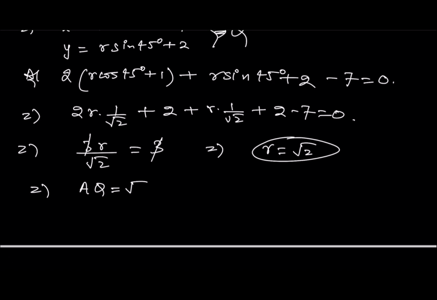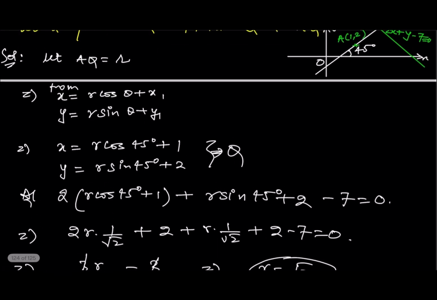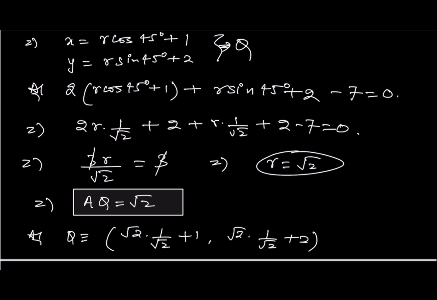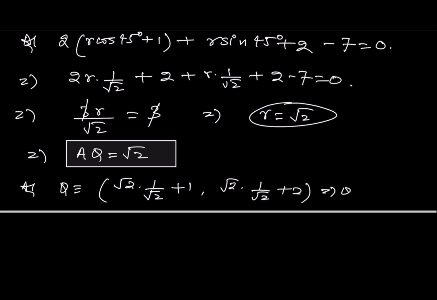AQ is equal to root 2, and also if you have r, then you have Q. So Q is root 2 into cos 45, that is 1 by root 2, plus 1 comma root 2 into 1 by root 2 plus 2. It means Q is 2 comma 3. This is all about this question.